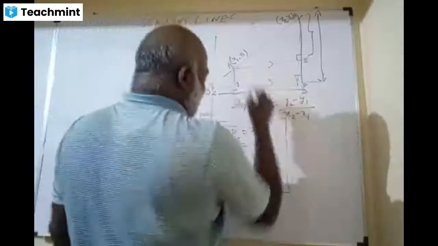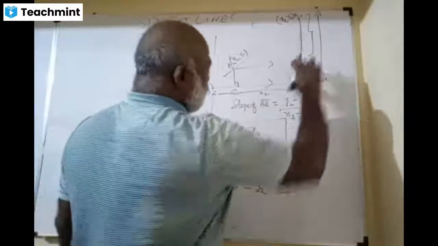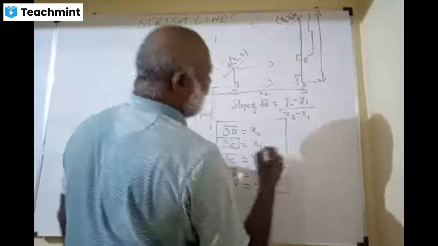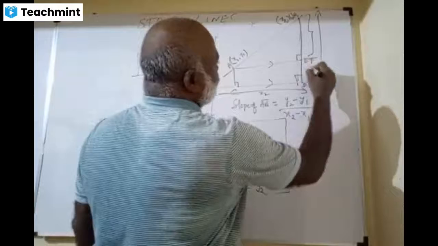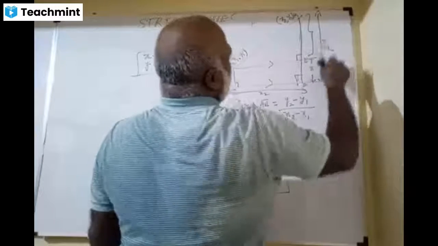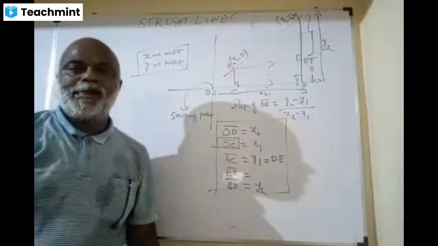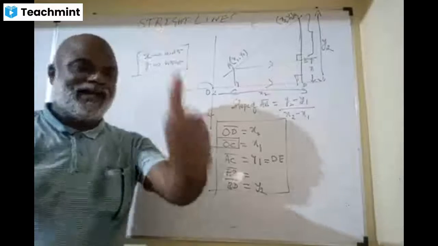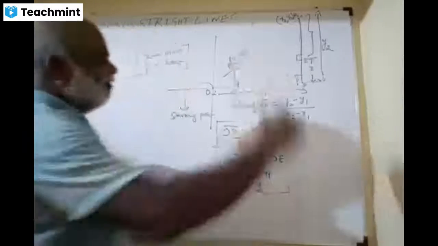So AC is also equal to what? AC is also equal to DE, my dears. So this portion is called y1. This is y1. The whole thing is what? y2. Then what will be BE, my dears? Anybody? y2 minus y1, sir. Brilliant. y2 minus y1, dears.